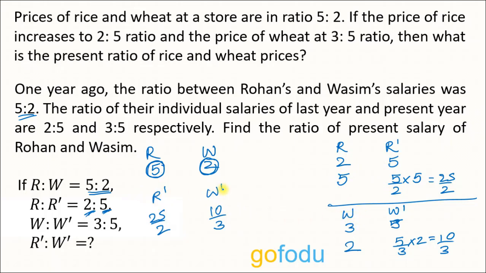So R dash is to W dash would be 25 upon 2 is to 10 upon 3. To get rid of these denominators, we will multiply both the values by 6, as 6 is the LCM. And to reduce 25 and 10, we will divide by 5. So this will become 15 is to 4. R dash is to W dash would be 15 is to 4. So this is how a complex word problem can be made simple when represented in a basic format using ratios. Thank you.